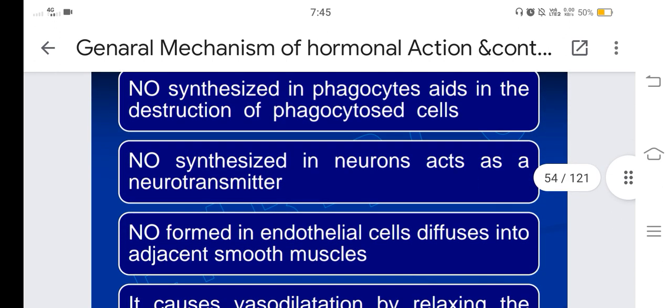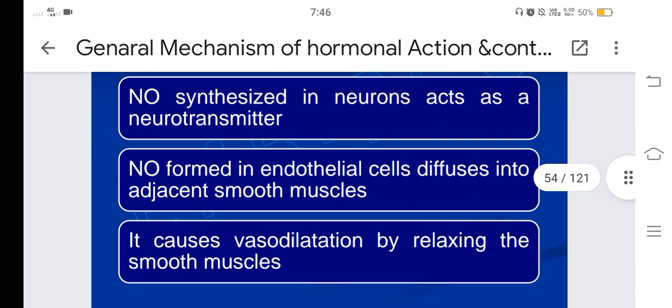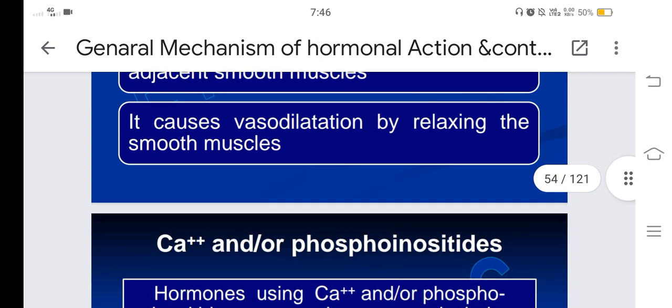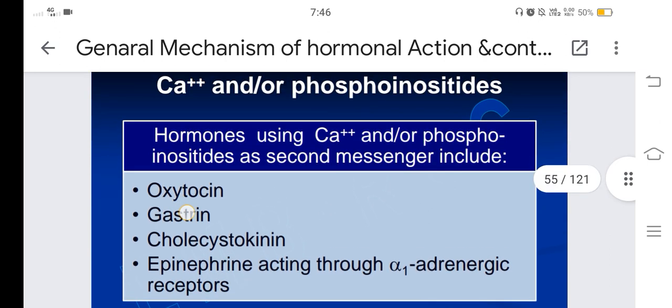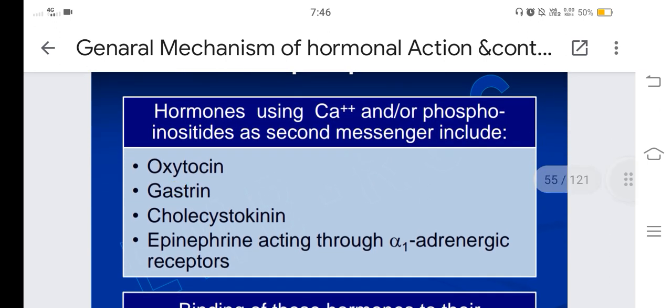NO synthesized in phagocytes aids in the destruction of phagocytosed cells. NO synthesized in neurons acts as a neurotransmitter. NO formed in endothelial cells diffuses into adjacent smooth muscles. It causes vasodilation by relaxing the smooth muscles.